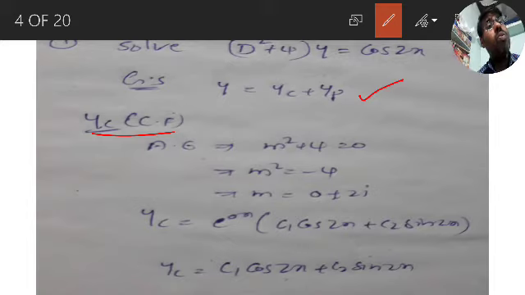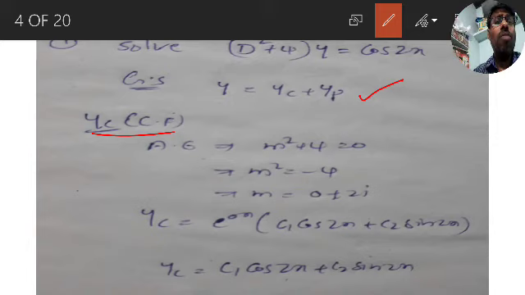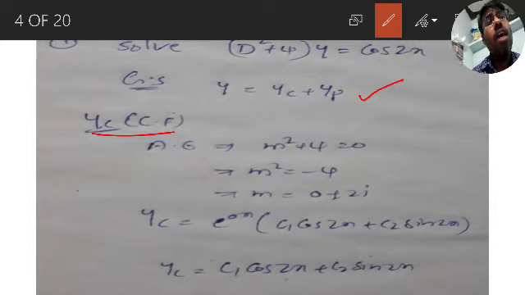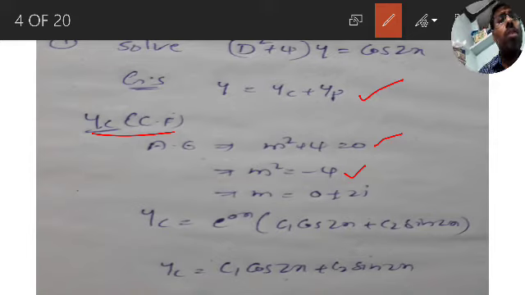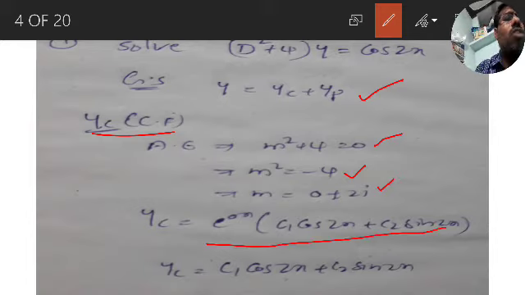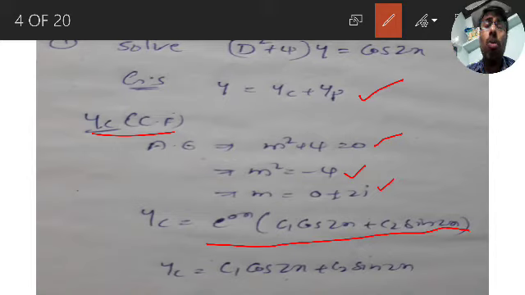The general solution of the corresponding homogeneous differential equation is our yc. So how do we find the general solution of the homogeneous equation? Take the auxiliary equation. Put m in place of D, that is m square plus 4 is equal to 0, m square is equal to minus 4, m is equal to plus or minus 2i, that you can write as m is equal to 0 plus or minus 2i. So yc is equal to e power of 0x into c1 cos 2x plus c2 sin 2x, because the roots are complex.